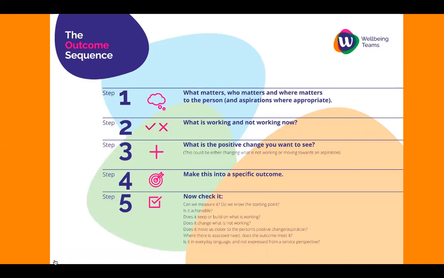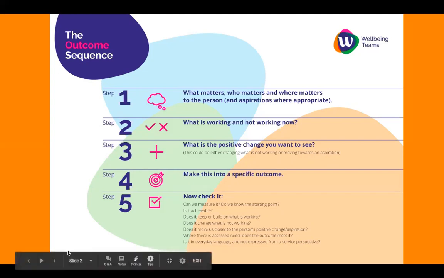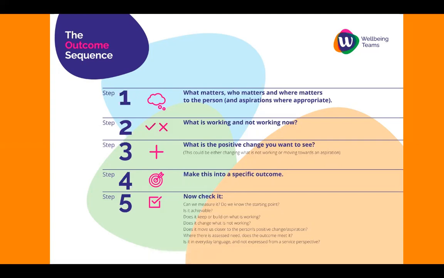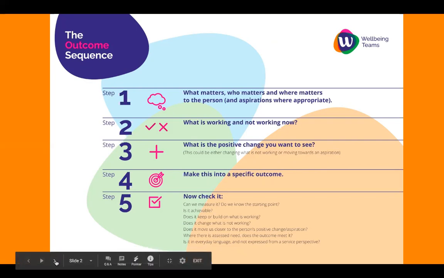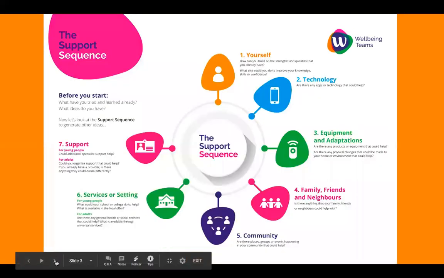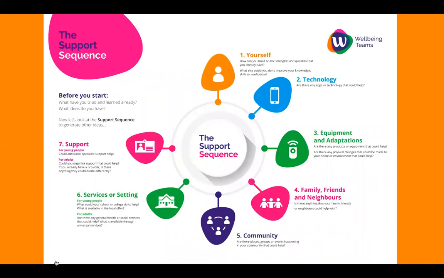Can we measure it? Do we know where we're starting from? Is it achievable? Does it keep or build on what's working? Does it change what's not working? Does this move us closer to the person's positive change that they want to make or their aspiration? Where somebody has an assessed need, does the outcome meet it? And is it in everyday language and not expressed from a service perspective? So when we've got clear outcomes like that, we can then use the support sequence.